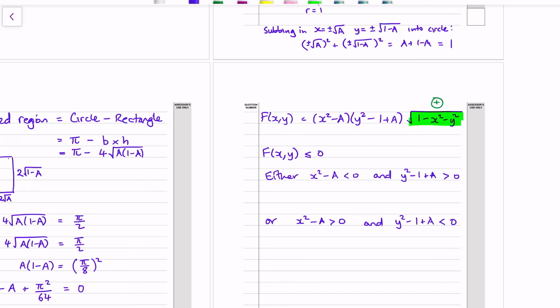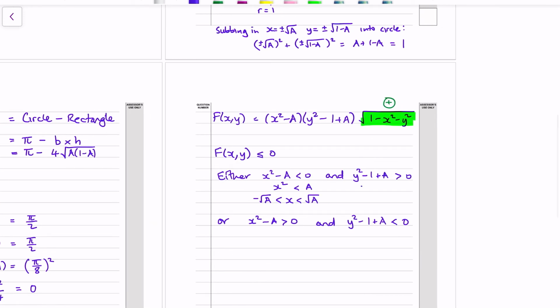Okay, so the first one, x squared minus a is less than 0, x squared is less than a, x needs to be between negative root a and positive root a, and then this one is y squared is greater than 1 minus a, so y is greater than root 1 minus a, or y is less than negative root 1 minus a. And it's an and, so both those things need to hold.